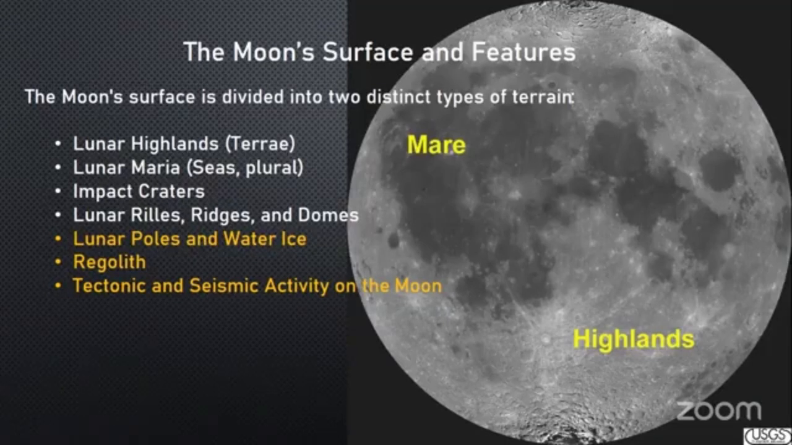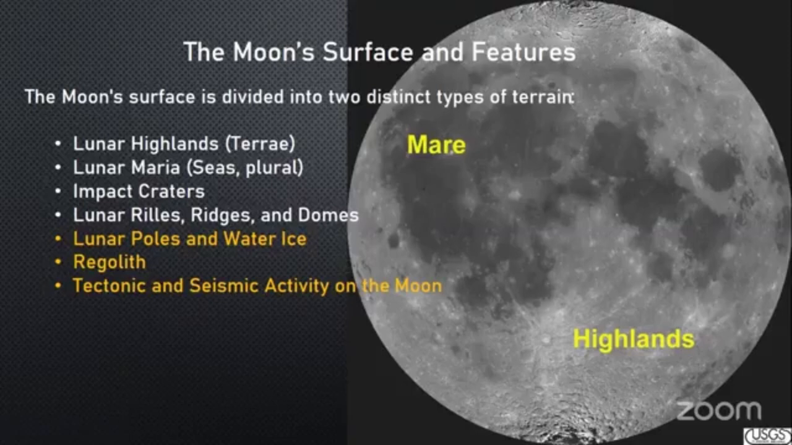Maria is a Latin word. It means sea, because in ancient civilizations, when they looked at the moon, they thought it was water, like the seas we have on Earth. So the name stuck. We call it Lunar Maria. But the singular is Mare, so don't get confused between these and the Maria.